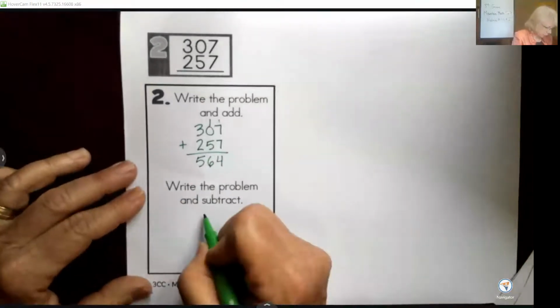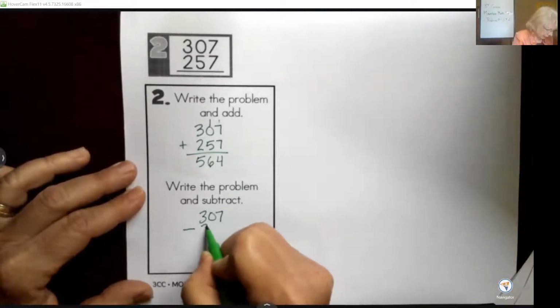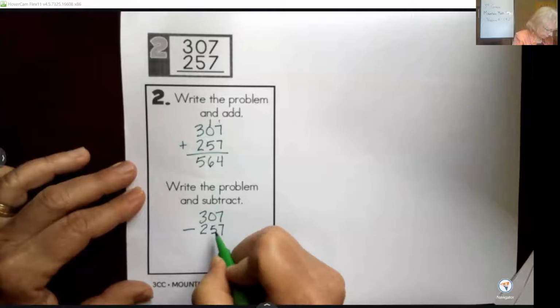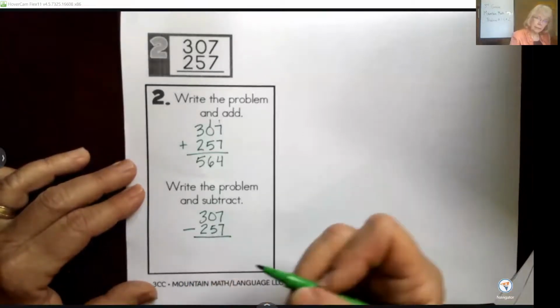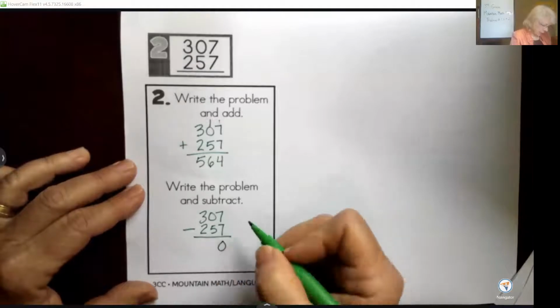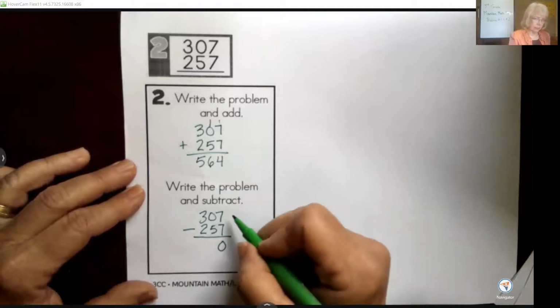Write the problem and subtract. So we have 307 minus or take away 257. Again, we're going to have some regrouping. So we have 7 take away 7, that's 0. Now we have 0 and we need to take away 5. Well, if I have 0 cookies, I can't take away 5.